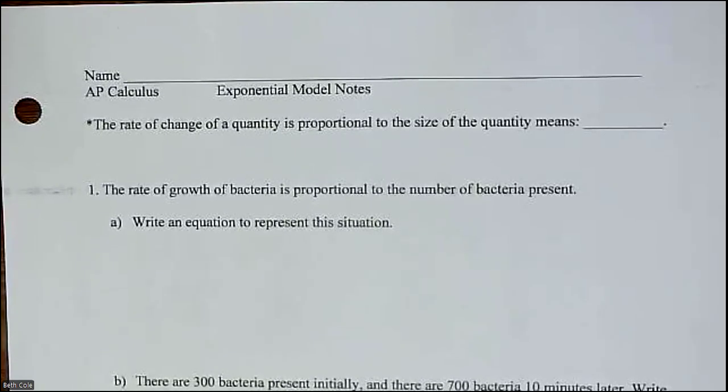So these word problems for your exponential model are going to read this way. It's going to say the rate of change of a quantity, but it might not say of a quantity. It might say of elephants, whatever they make the problem about, is proportional to the size of the quantity. They do this a lot for population because population growths are often exponential.